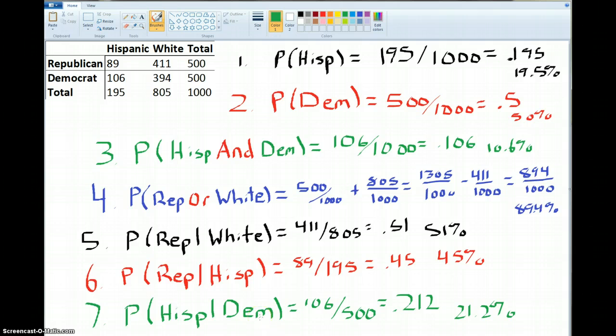I hope that helped you understand how to do number 12 a little better, and conditional probabilities, the ANDs, the ORs, all this that I went over. If you have any questions, please send them my way and I'll do my best to answer them.